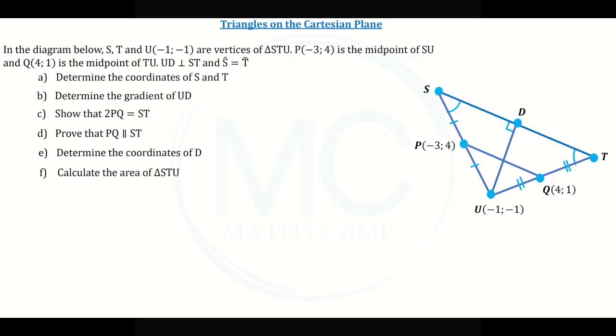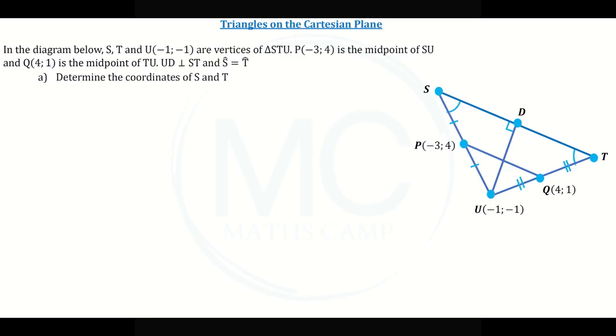Part A, determine the coordinates of S and T. B, determine the gradient of UD. C, show that 2PQ is equal to ST. D, prove that PQ is perpendicular to ST. E, determine the coordinates of D. And F, calculate the area of triangle STU.